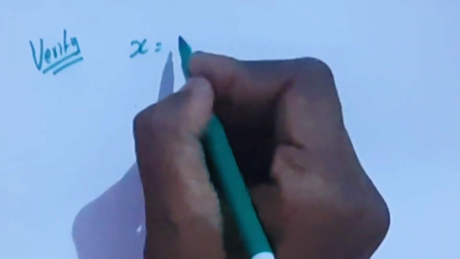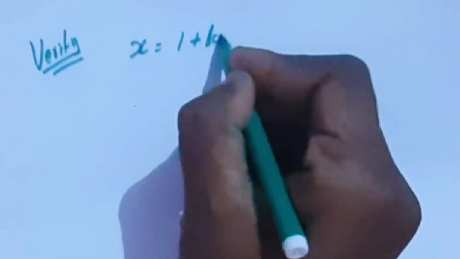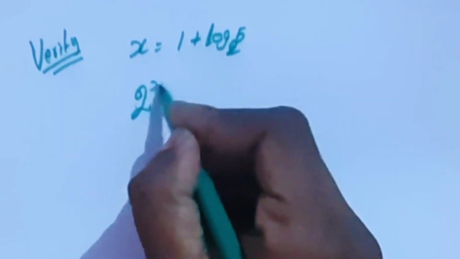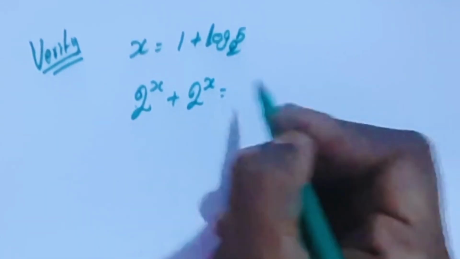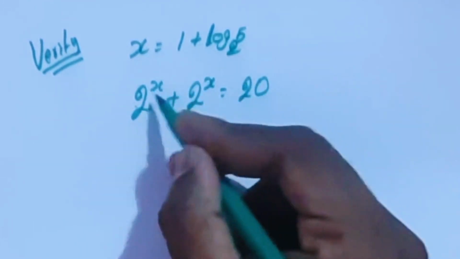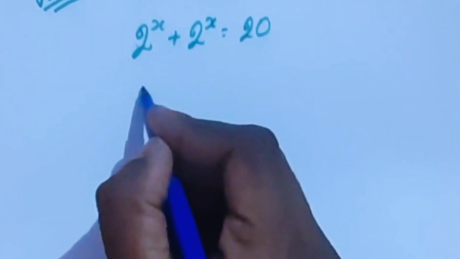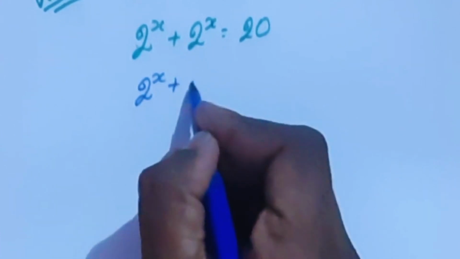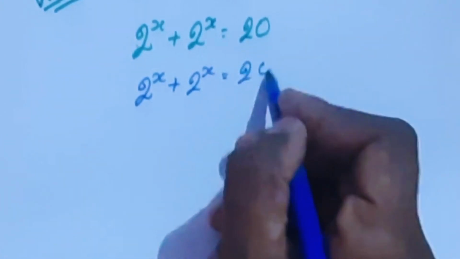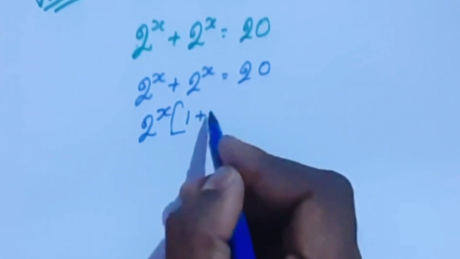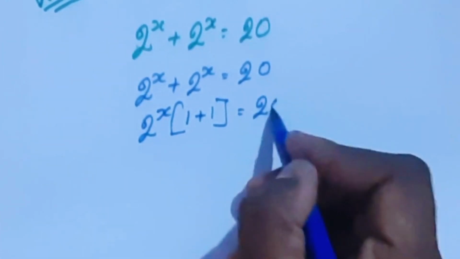Now here we are going to verify this. Here x is equal to 1 plus log 5 base 2. Here the given equation is 2 power x plus 2 power x equal to 20. Here we are going to apply this x here. So 2 power x plus 2 power x equal to 20. Here we are going to take 2 power x common out. So 1 plus 1 equal to 20.